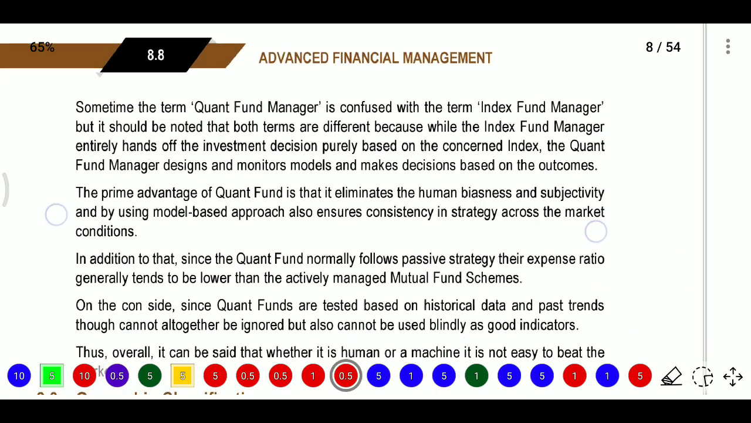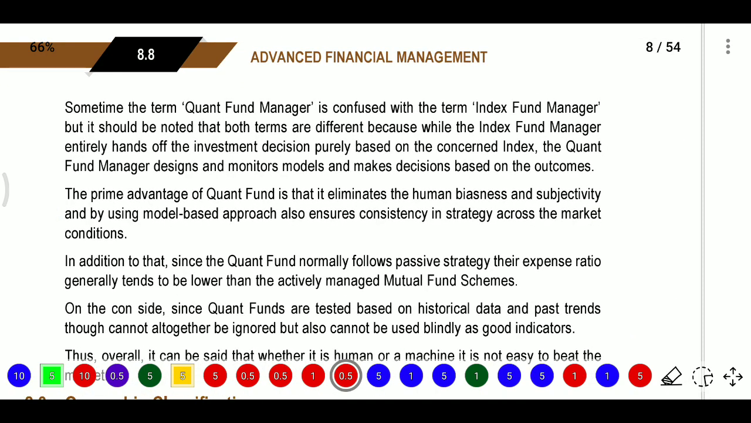Sometimes the term quanta fund manager is confused with the term index fund manager, but it should be noted that both terms are different. An index fund manager entirely hands off the investment decision purely based on the concerned index, while the quanta fund manager designs and monitors models and makes decisions based on the outcomes. The index fund manager uses his own mind and takes one decision, whereas the quanta fund manager puts all inputs into one technology and the technology gives one output. That output will be taken into consideration by the quanta manager.